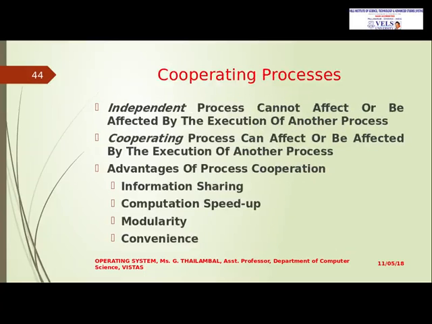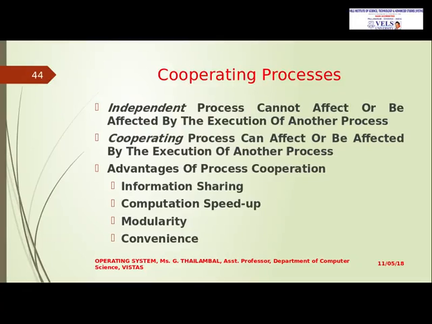You have two types of process: independent process and cooperating process. An independent process cannot affect or be affected by any other process. It gives an individual performance. That means if the process fails, it's failed. If the process executes completely, it is executing completely in a better way.